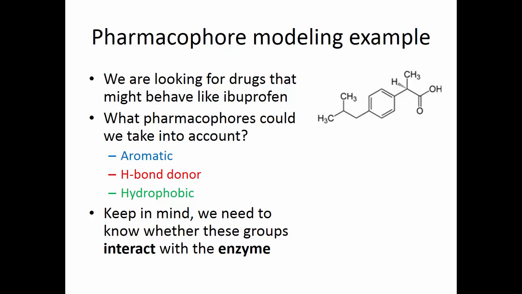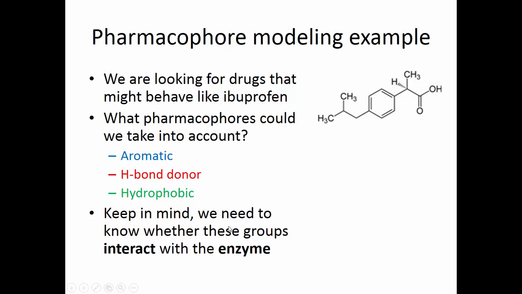And so let's say we are looking for drugs that behave like ibuprofen, and this is ibuprofen. This is what ibuprofen looks like right here. What pharmacophores could we take into account? There is an aromatic group, we can see that. Hydrogen bond donors, there's at least one of those. And hydrophobic interactors, there's many of those.